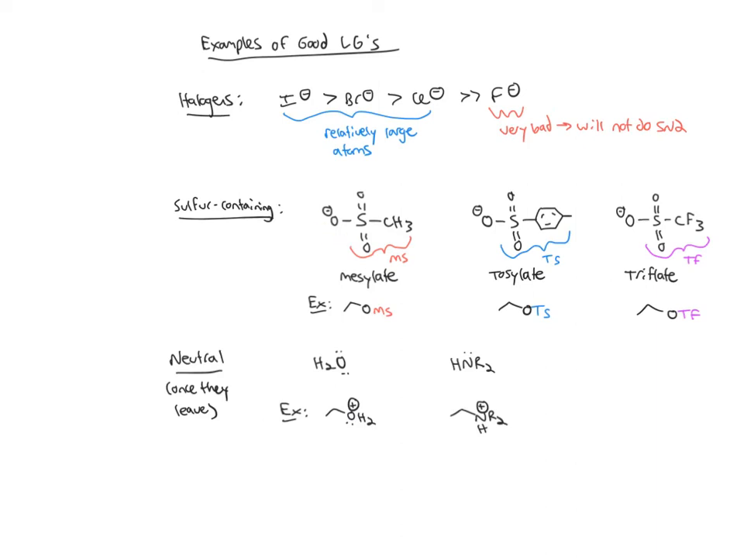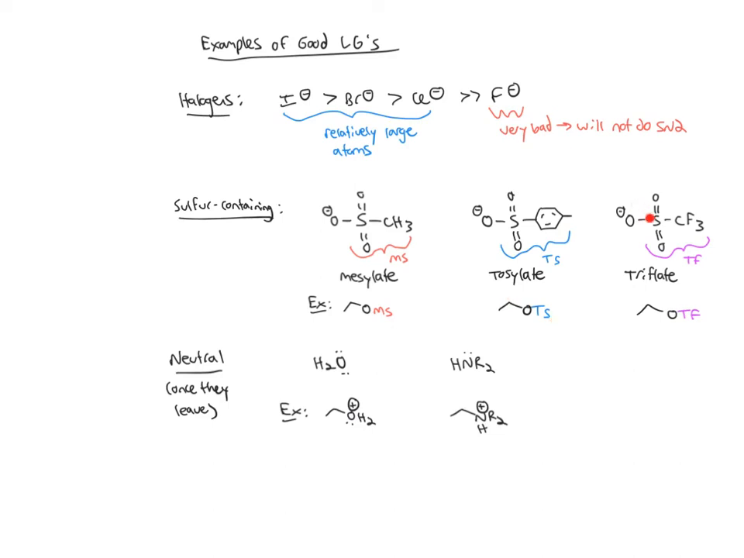In the sulfur containing leaving groups, we have resonance possible with the pi bonds that are next to it. So we have our mesylate group. This is abbreviated as MS. Typically on our electrophile, we'd see our alpha carbon attached to an OMS group. That would be a good leaving group because this MS is able to resonance stabilize this oxygen. Same thing for the tosylate group. We have that resonance stabilization, and it's abbreviated as OTS when it's attached to the alpha carbon.